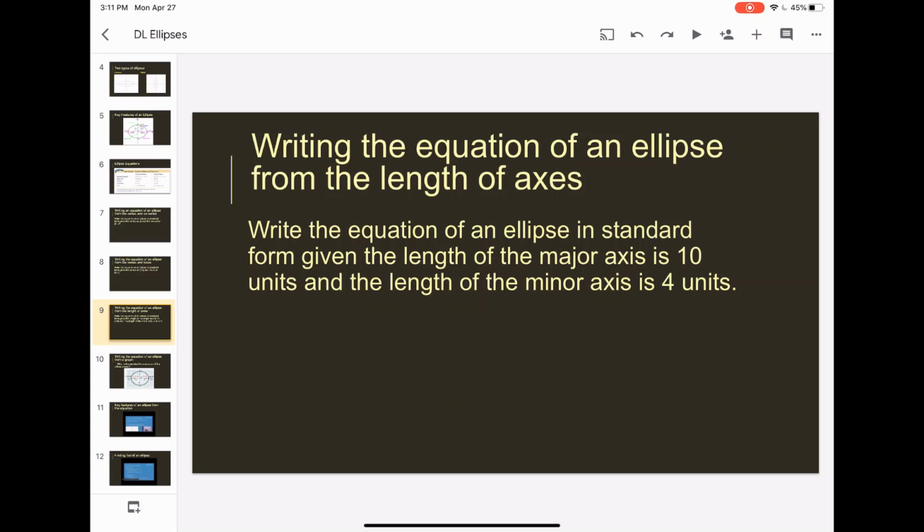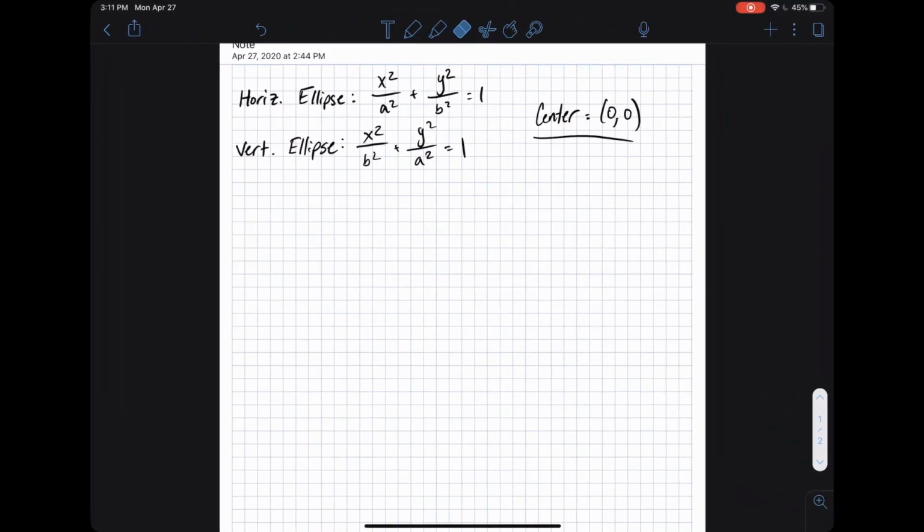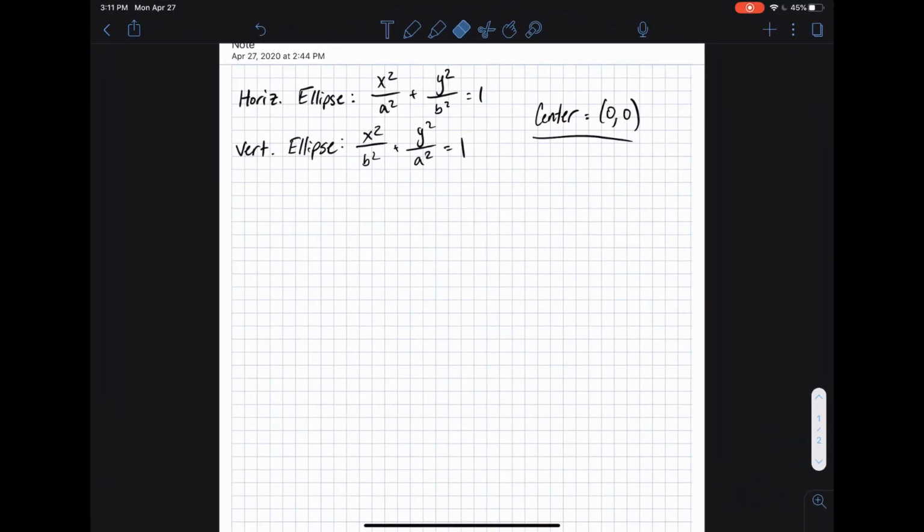Write the equation of an ellipse in standard form given the length of the major axis is 10 units and the length of the minor axis is 4 units. Okay. So major axis is 10 and the minor axis is 4.